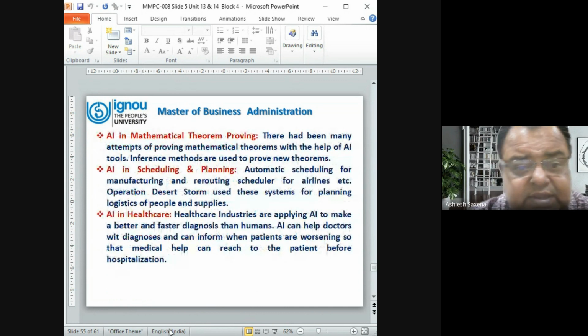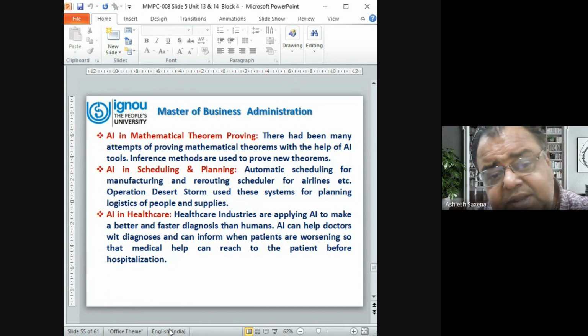Artificial intelligence in mathematical theorem proving. There have been many attempts at proving mathematical theorems with the help of artificial intelligence tools. Inference methods are used to prove new theorems.